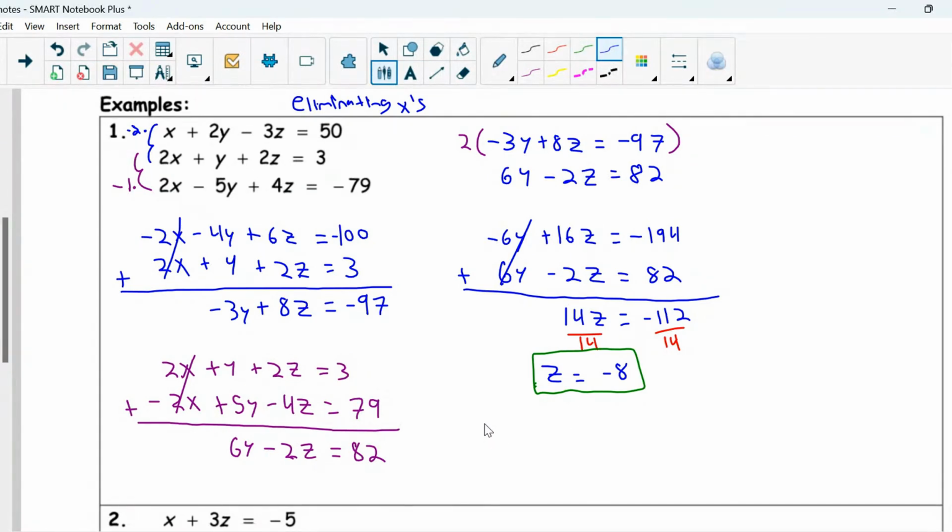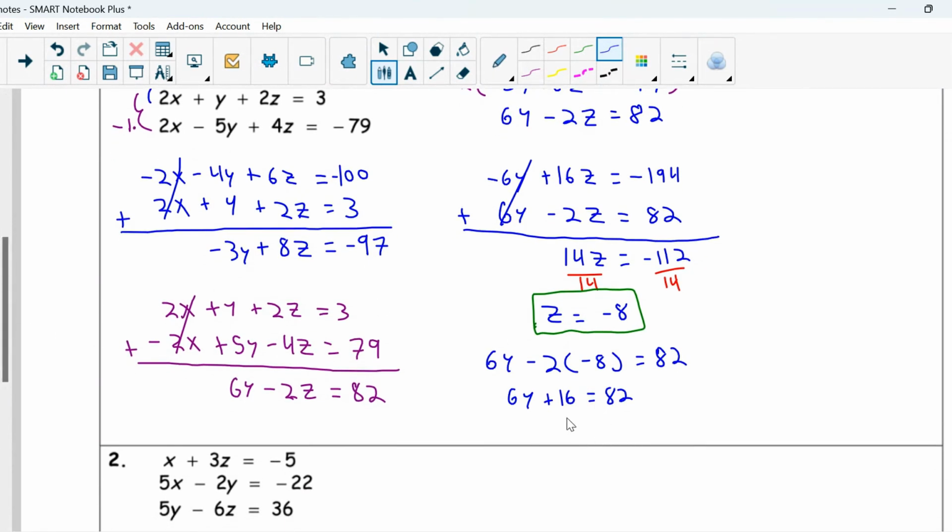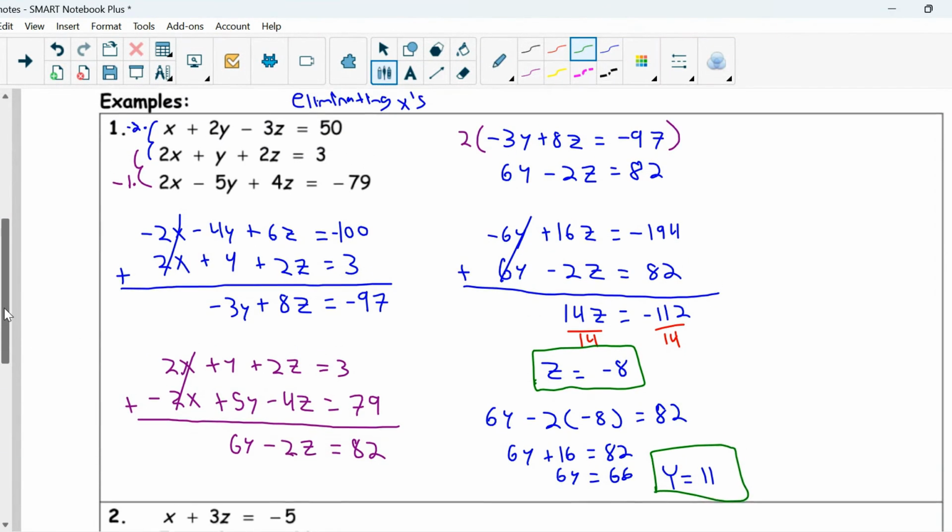So that would give us 6y minus 2 times negative 8 for z equals 82. Now we just go ahead and solve. 6y, negative 2 times negative 8 gives us plus 16, equals 82. Scroll down just a little bit. Subtract our 16 from both sides. That gives me 6y equals 66, which would give us y equals 11. Okay, that is our second of our three variables.